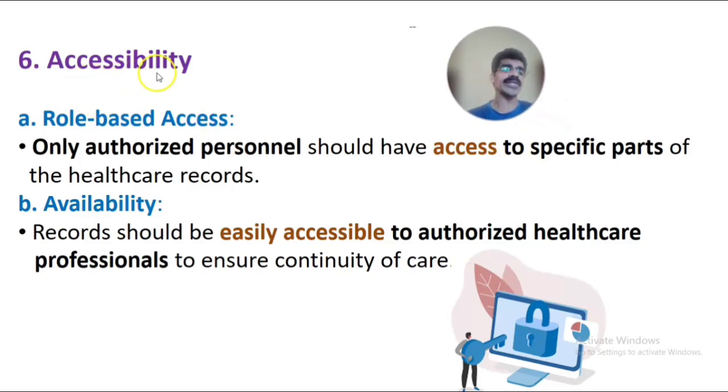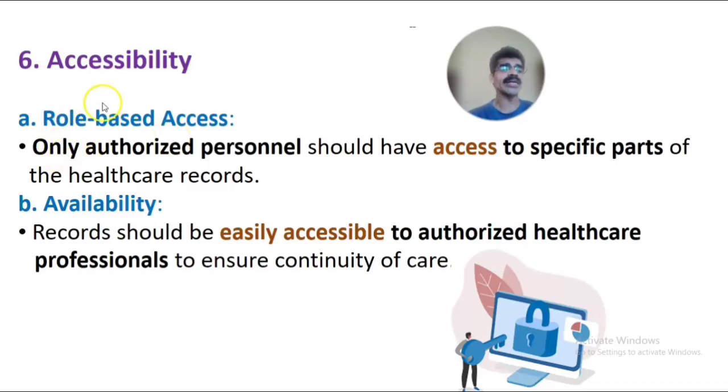Then the sixth component is accessibility. It includes role-based access and availability. First one is role-based access. Only authorized personnel, that is healthcare staff or health team members, should have access to specific parts of the healthcare records or medical records. According to his designation and position, he has to access only that part of the health record of the patient. Other people may not access that part. That is called role-based access.